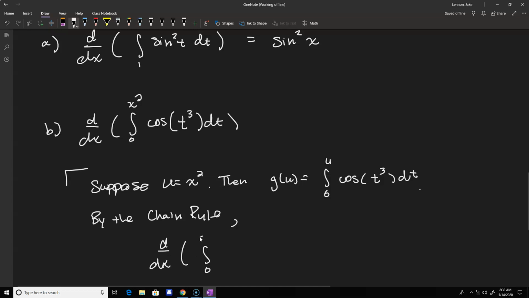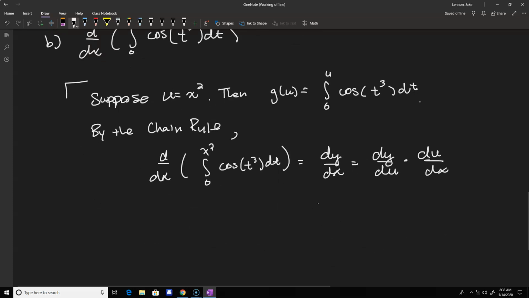integral from 0 to x squared of the cosine of t cubed dt is some function dy dx, which we are actually thinking about as dy du times du dx. Okay, so we have this chain rule popping out. So it's telling us essentially we have to take the derivative of this u function, and then we need to multiply that by the derivative of the integral. So what is the derivative of x squared? The derivative of x squared is just 2x.